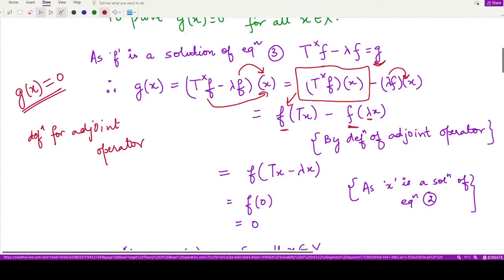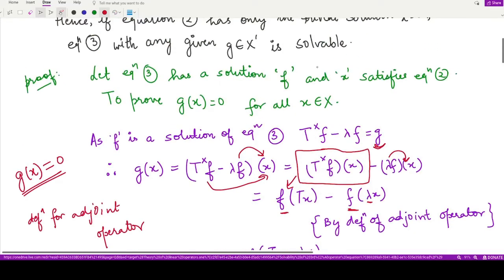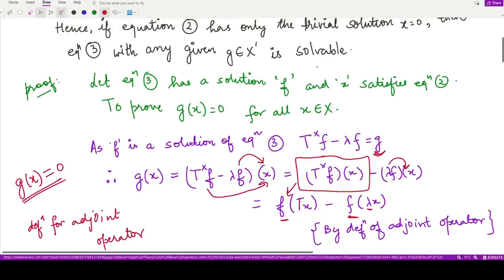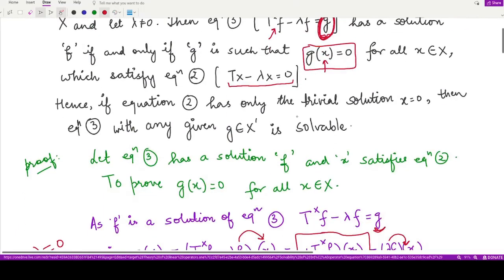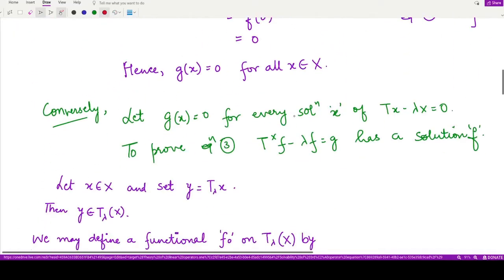So therefore you saw that g of x is nothing but 0 in this case, if we assume f is a solution for equation 3 and x is a solution for equation number 2. So this proves our first part. Now in order to prove the second part, let's see how we can proceed.